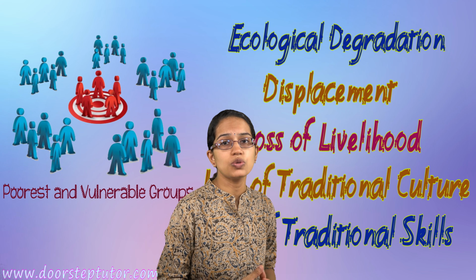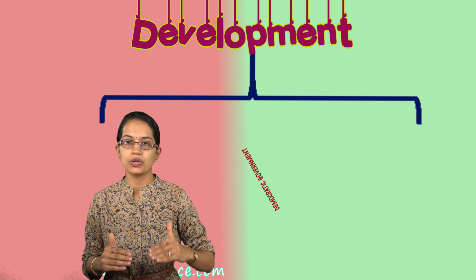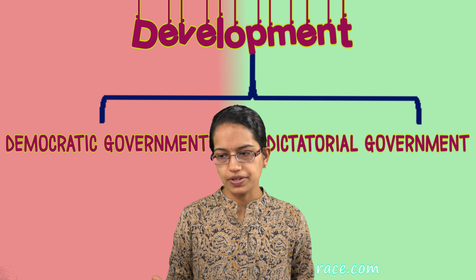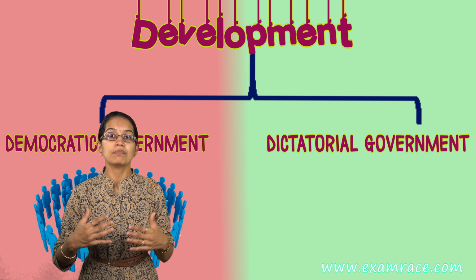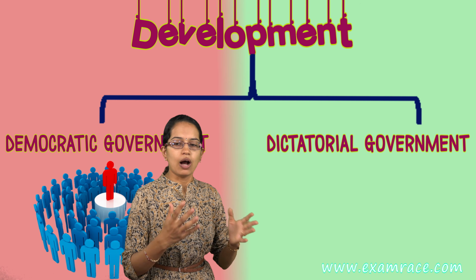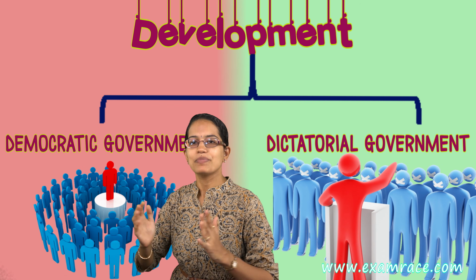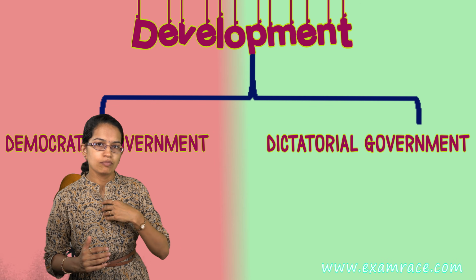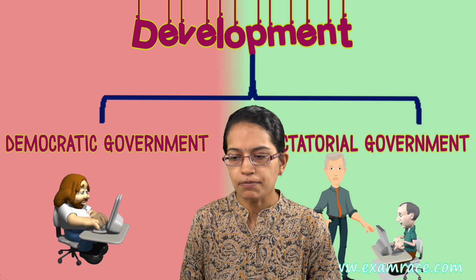For this, we need to have democratic participation. As we said, development definitely occurs, be it a democratic government or a dictatorial government, but the intentions are very, very different. In a democratic government, it's the right of the people to participate. People willingly participate. However, in a dictatorship, they have to participate. So that's the basic difference. One is by wish, by a feeling that comes from within. The other is by force, we could say.